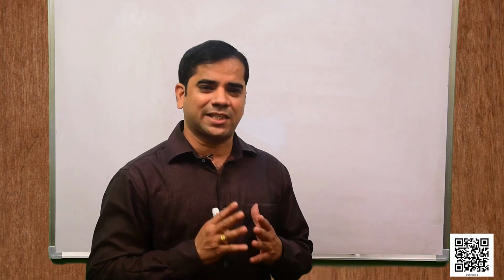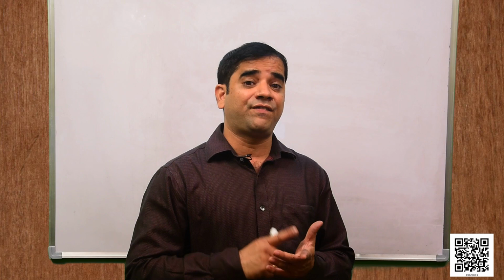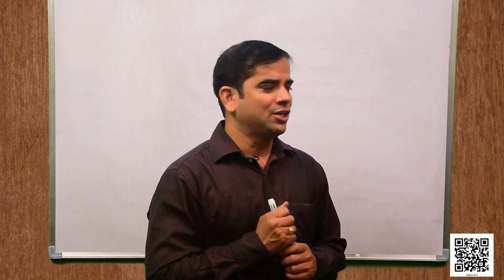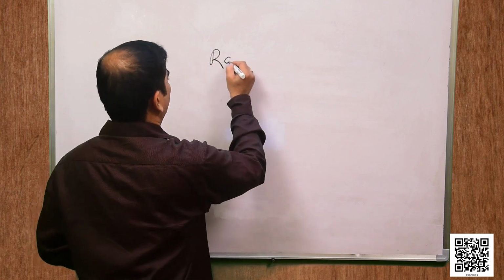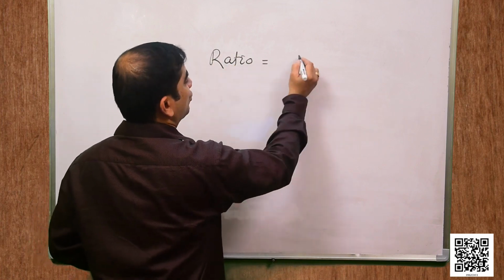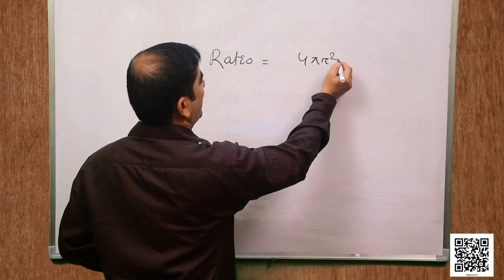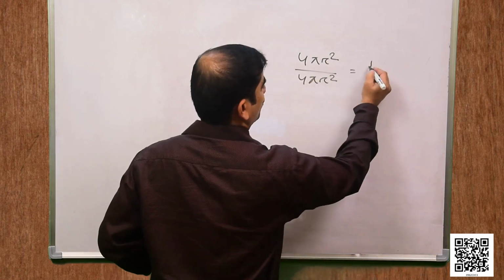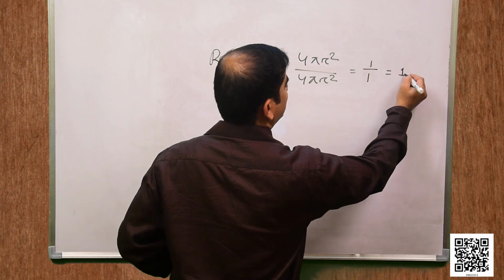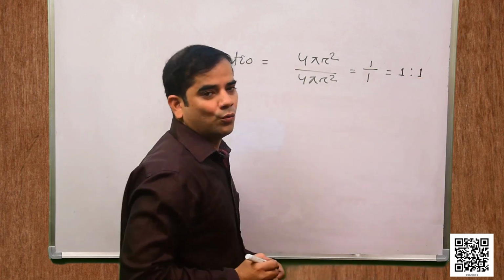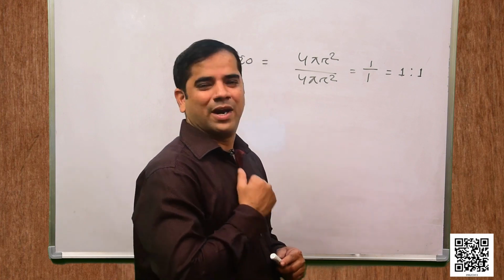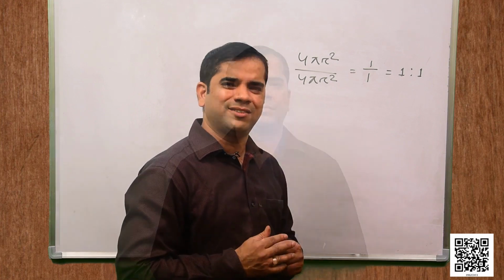Part number 3 asks for the ratio of the surface area of the sphere to the curved surface area of the cylinder. So the ratio is equal to 4 pi r square divided by 4 pi r square, that is equal to 1 by 1, or in ratio 1:1. Hence, the required ratio is 1:1. Hope you have clearly understood this.